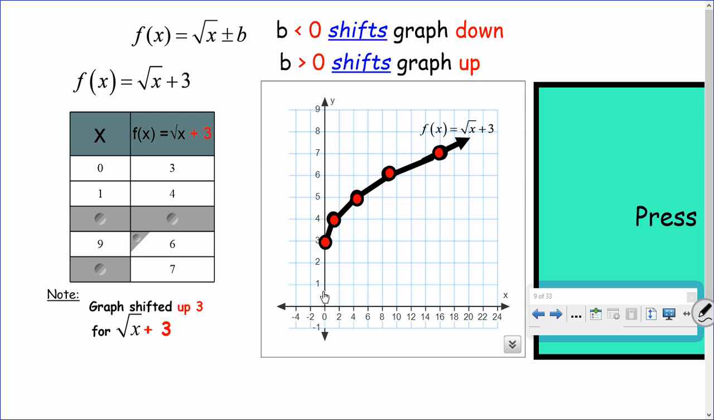Notice f of x, the square root of x, was at 0, 0. Well, when you have a plus 3 added to that value, it causes the curve to shift upwards. So it added 3 to it. Here are the other points that I hope you found, and notice the curve. It's now shifted upwards by 3 because of the addition.